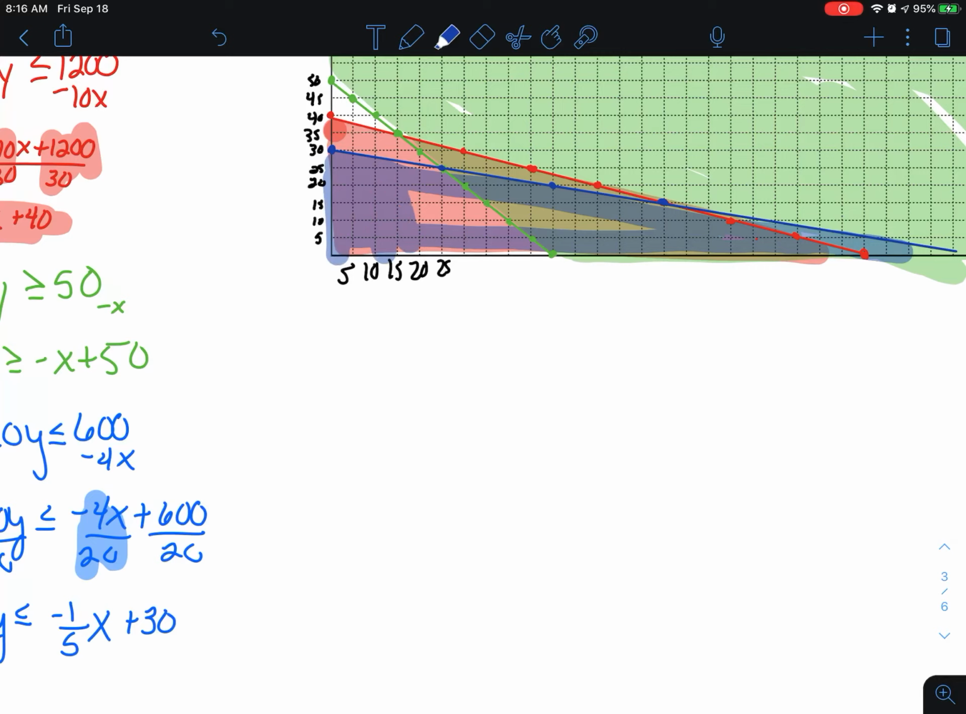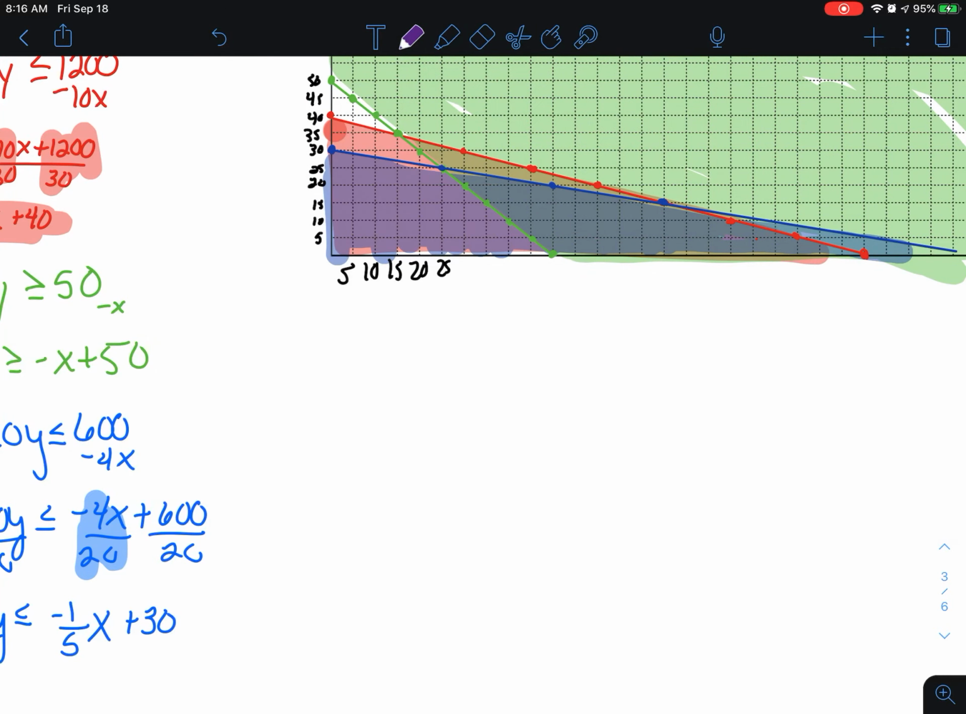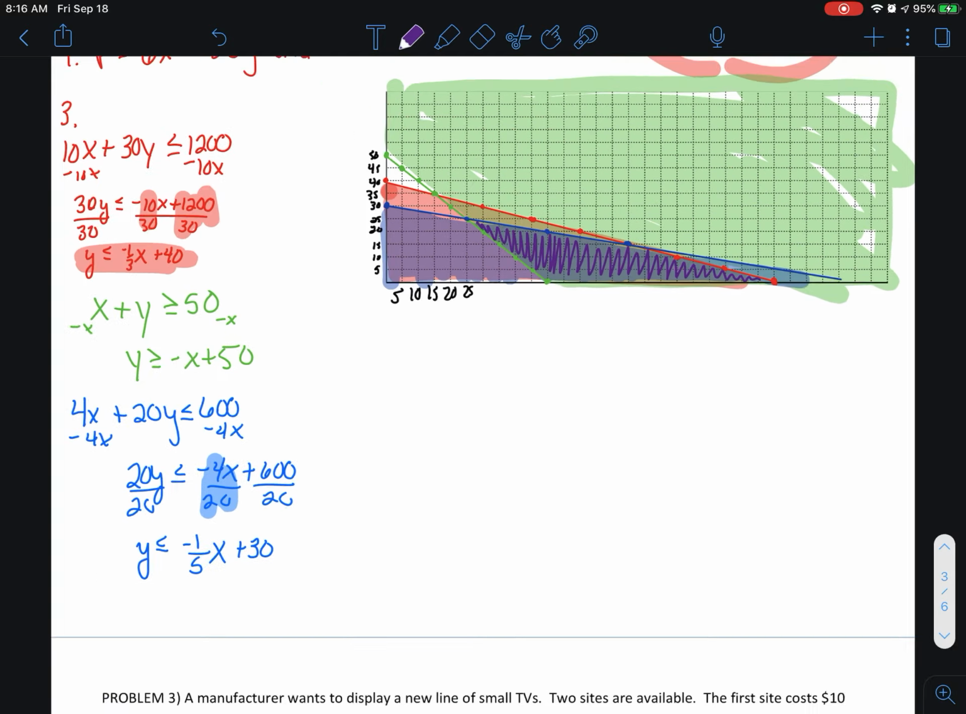Now your answer is where all three of them are shaded. If you want to, make it purple, brown, whatever you want, it's where all three of those items were shaded. So it's this area below the blue, above the green, and below the red. Highlight that area. That's your answer. Anything in here will satisfy all three equations.